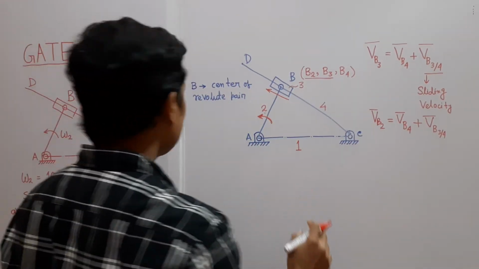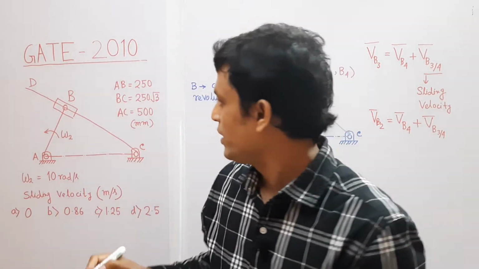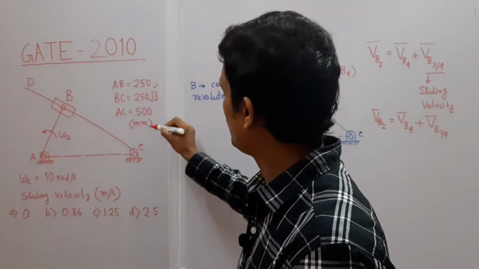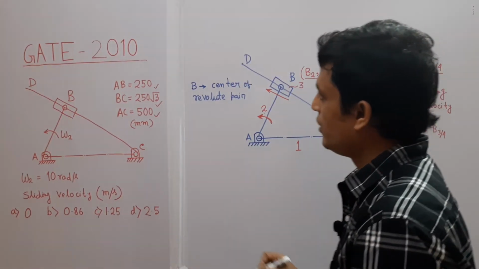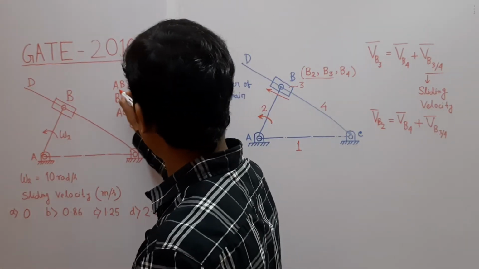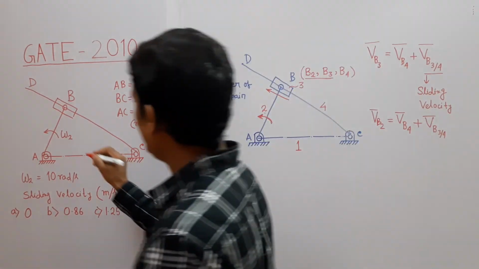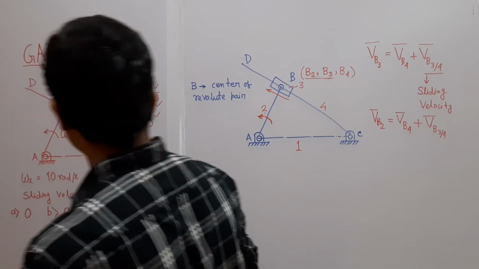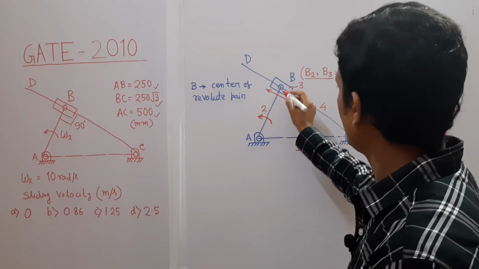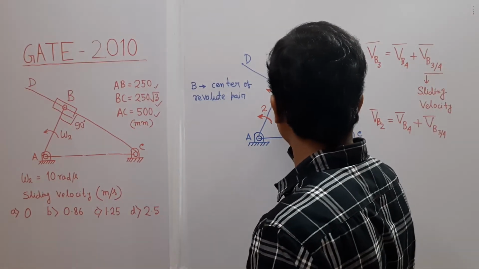Before going to that, let me do one more task. As the link lengths are given, AB is 250, BC is 250 root 3 and AC is 500, you can easily determine that AB square plus BC square is equal to AC square. So this angle ABC is 90 degrees. That is, the crank makes 90 degrees with the oscillating link.